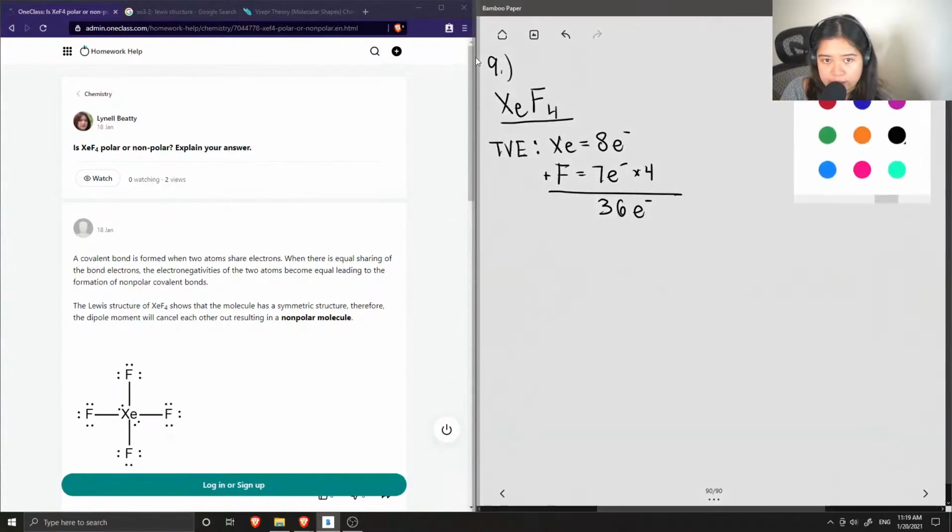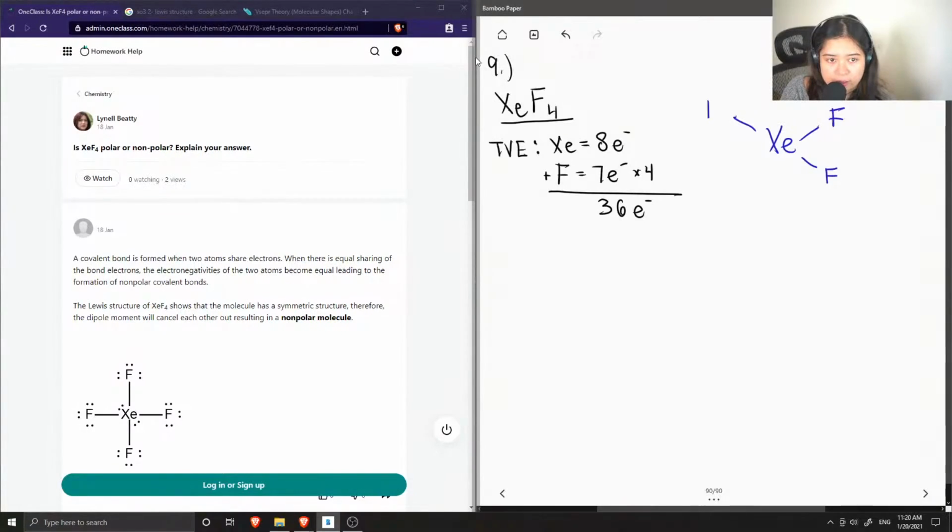So now let's try to draw out the skeletal structure by drawing our xenon as our central atom. And then we just draw the 4 fluorine atoms symmetrically around it. And we can show all of their lone pairs.